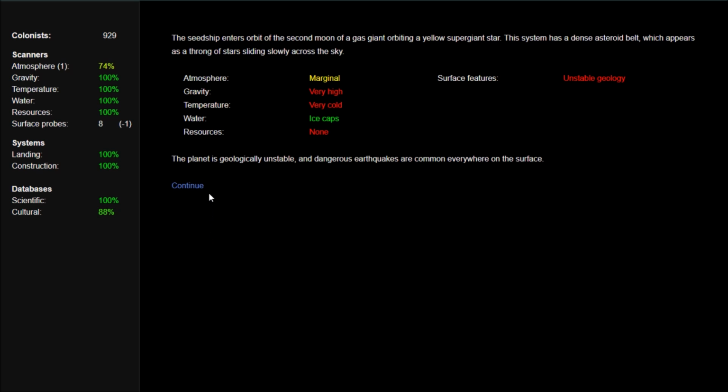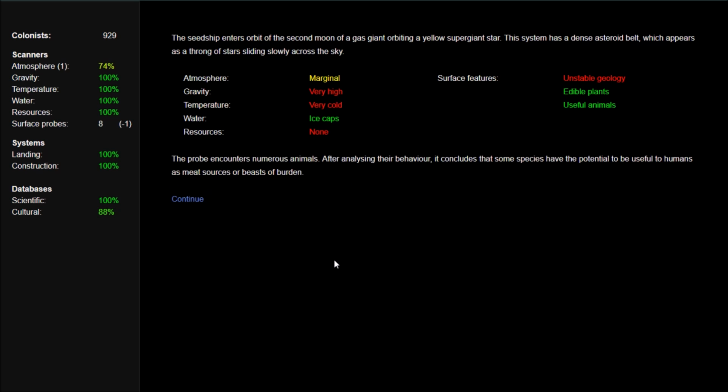We have unstable geology. Well, that's a problem. Dangerous earthquakes. Yeah. There are edible plants for us. We could eat here. Numerous animals. After analyzing their behavior, it concludes some of the species have the potential to be useful to humans as meat sources or beasts of burden. So we can eat plenty of things around here. It finds that there is an area of regular plant growth deliberately cultivated by one species using sophisticated stone tools.